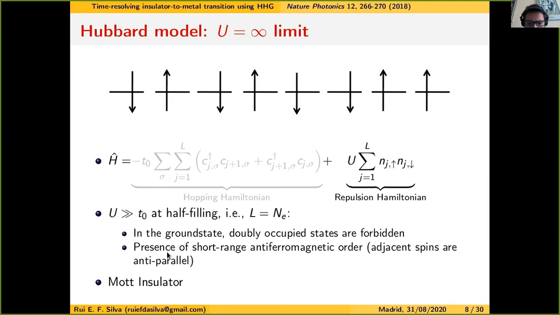And you also have the presence of short-range antiferromagnetic orders. So it means that adjacent spins are antiparallel. So you have spin up, spin down, spin up, spin down. And this is what we call a Mott insulator.